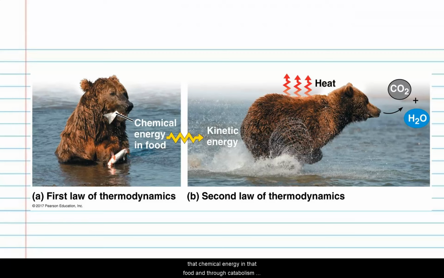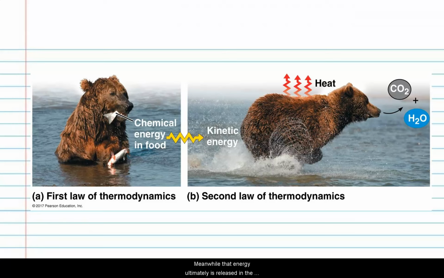It's taking the chemical energy in that food, and through catabolism, it's converting that chemical energy into a form that it can use. That underscores the first law of thermodynamics, where energy can neither be created nor destroyed, but simply change form. So that's changing form from the fish to a form that the bear can use, and then the bear uses that chemical energy to move, which is what we see on the right-hand side of this picture. The bear's running, so now we have kinetic energy.